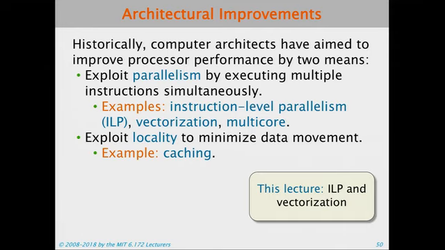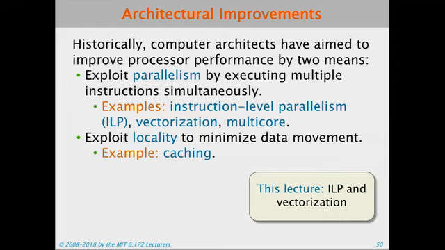So historically, there's two ways that people make processors go faster: by exploiting parallelism and by exploiting locality. And for parallelism, we already did word-level parallelism, right, in the bit tricks thing. But there's also instruction-level parallelism, so-called ILP, vectorization, multi-core. And for locality, the main thing that's used there is caching. I would say also the fact that you have a design with registers also reflects locality.